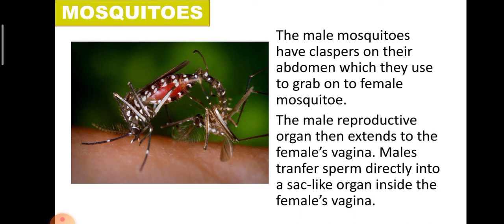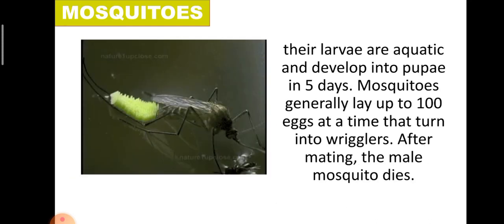Katulad ng sinabi ko kanina, internal fertilization to. Kaya nagagawa ng male mosquito na mai-release yung kanyang sperm cell inside the body of the female mosquito. Their larvae are aquatic and develop into pupae in 5 days. Ayan. Mosquitoes generally lay up to 100 eggs at a time that turn into wrigglers. After mating, the male mosquito dies.